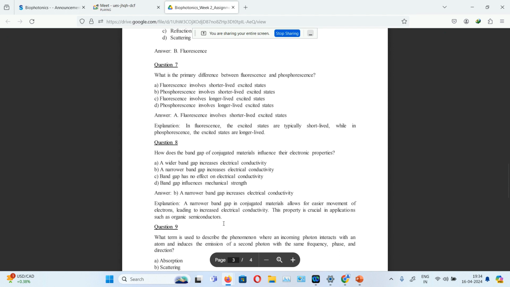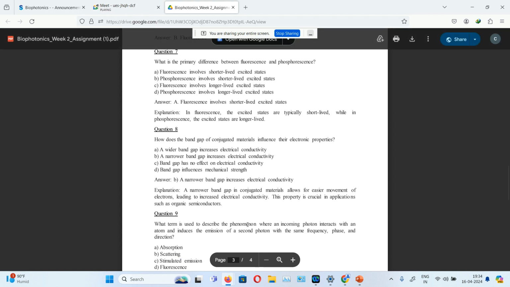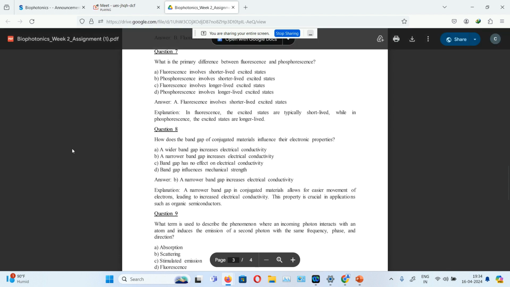Okay. So moving to question 9. What term is used to describe the phenomenon where an incoming photon interacts with an atom and induces the emission of a second photon with the same frequency, phase, and direction? Let us see that there are four answers given here, which are absorption, scattering, stimulated emission, and fluorescence. Now we will see what are the three different types of light matter interactions when light passes through one medium.